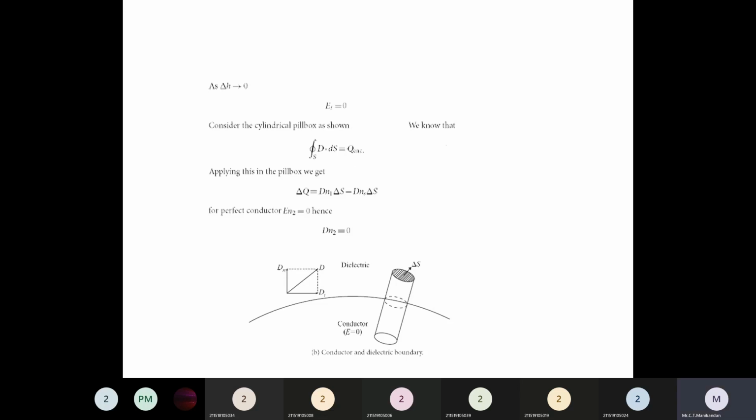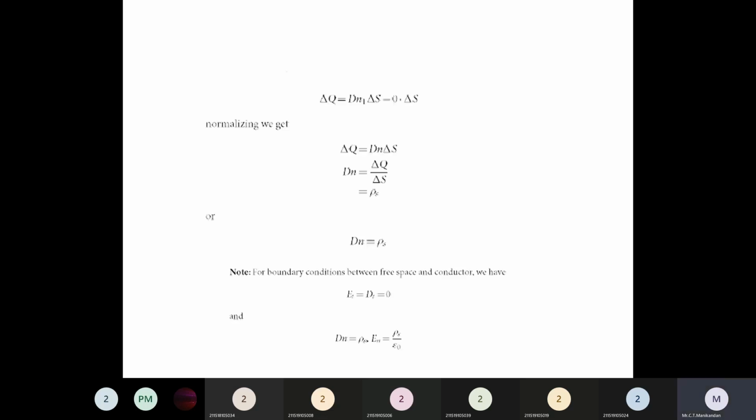Similarly, the normal component of D in the second medium will become 0 here. So the total normal component will be equal to the surface charge density, that is rho s. DN equal to rho s there.